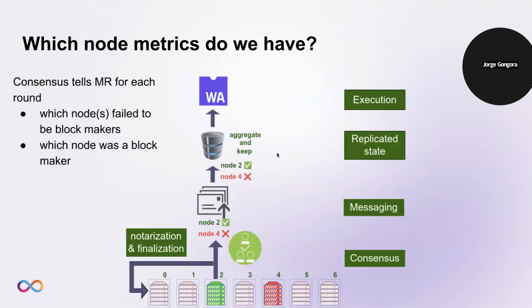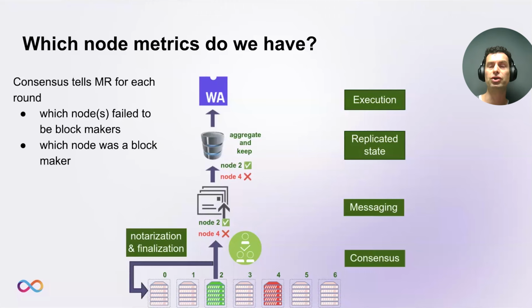And then after some time, after a timeout, another node will take over, propose a block, and say, I did it this time. And by the way, node 4 that was supposed to do it before me failed to do it. And this information again goes through a consensus. So there is no way to dispute this information.